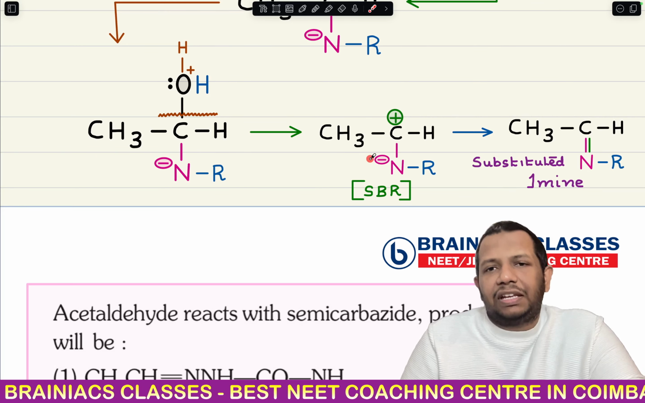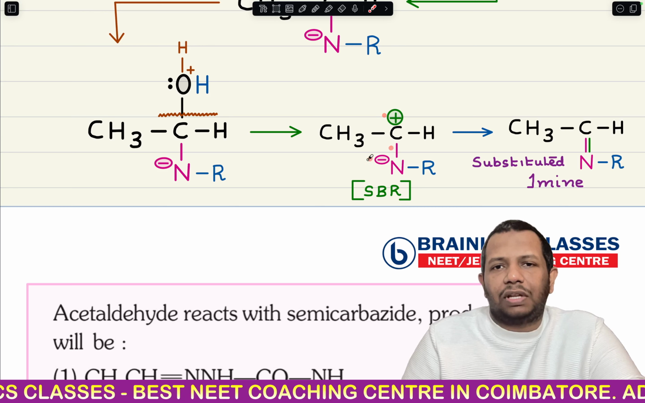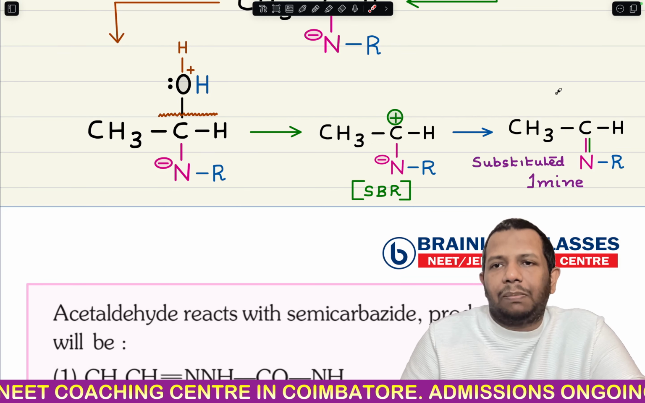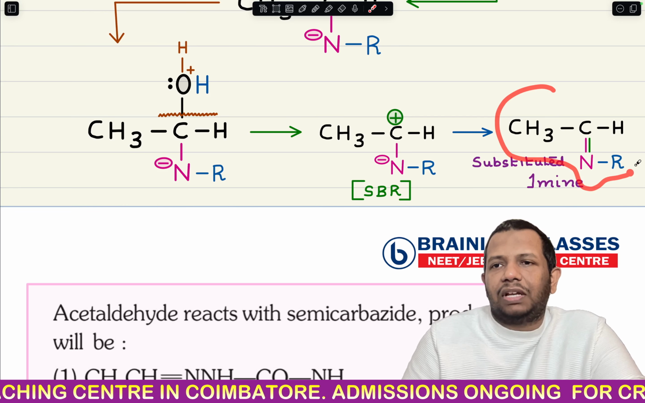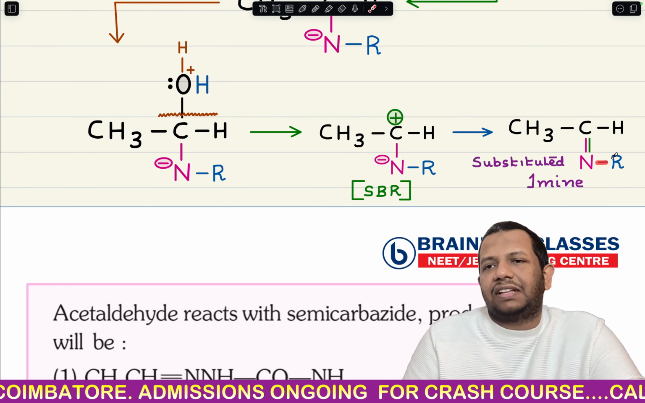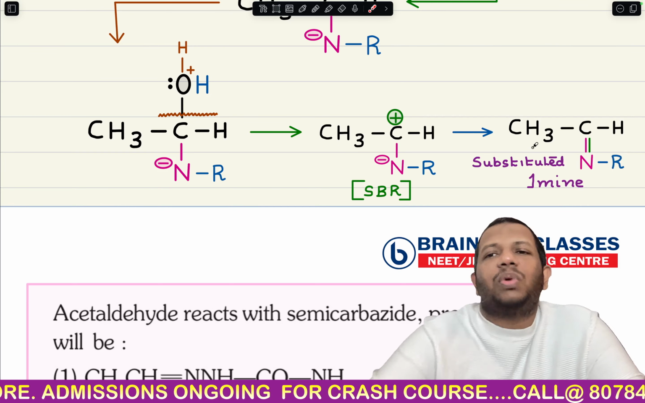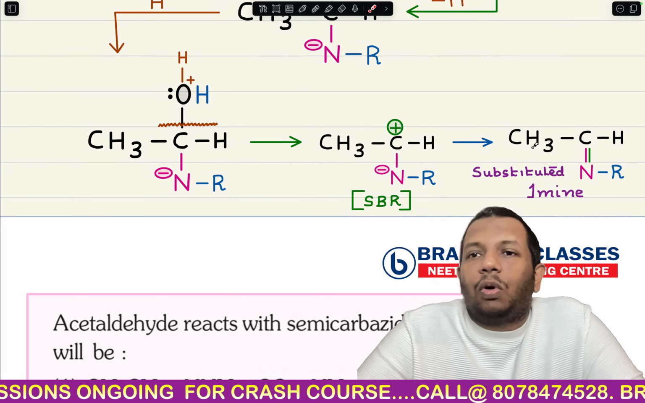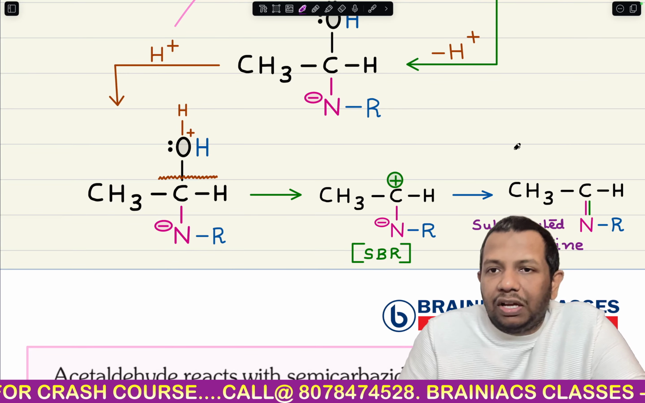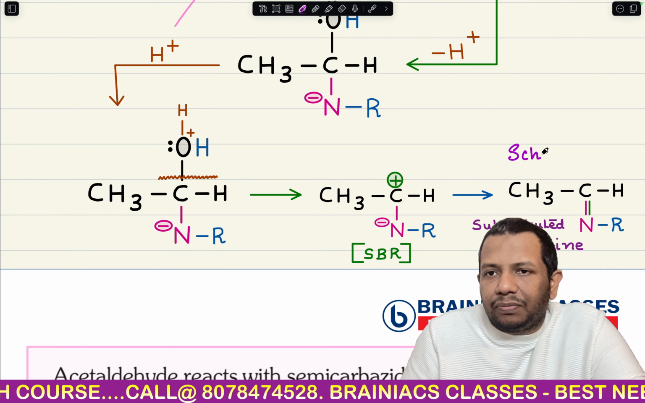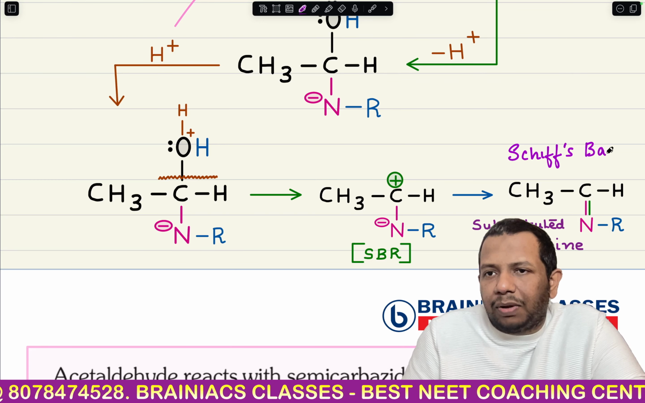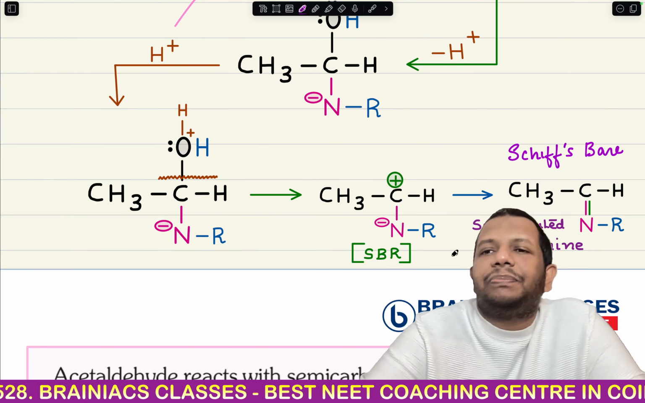Now we have a negative charge, a single bond, and a positive charge. So the negative charge will move towards the positive charge and form a pi bond. So you will get something that is called a substituted imine, because NH is there, and that H is replaced here with R. That's why it is called a substituted imine. It is also known by a famous name: substituted imines are also called Schiff's base. Please remember this, it is mentioned in NCERT.